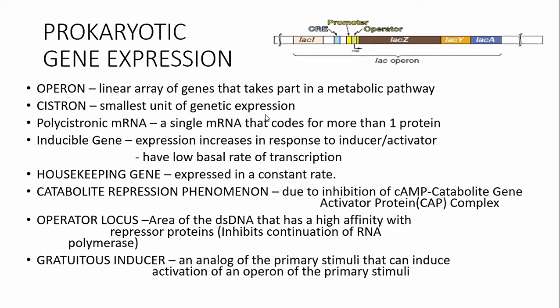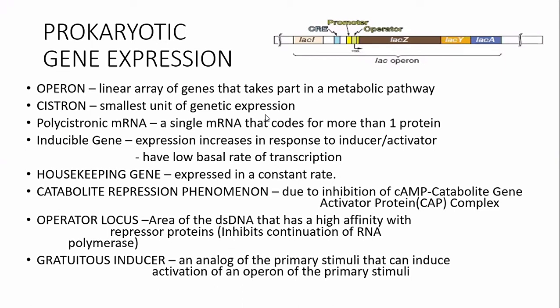Then we have also your catabolic repression phenomenon. Paano to ma-describe na catabolic repression phenomenon? Meron kang glucose and lactose. Okay? Kinain mo pareho. Initially, glucose talaga yung unang i-metabolize niyan. Due to the presence of glucose, it can inhibit your cyclic adenyl cyclase.